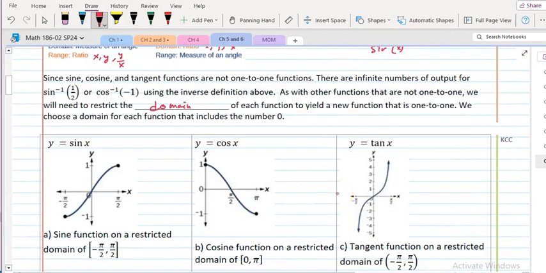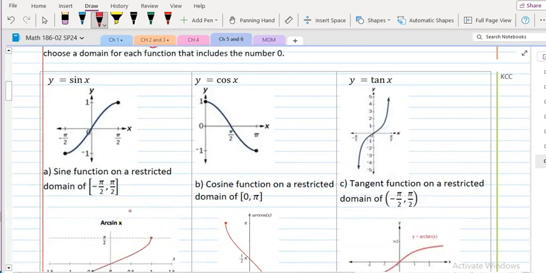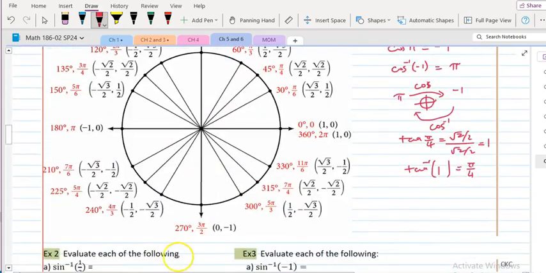So to solve this problem, we restrict the domain of the sine function, and we restrict it in such a way that we want the domain to be negative pi over 2 to pi over 2. If you look at the sine curve and only plot from negative pi over 2 to pi over 2, it's a one-to-one function. So I would have no problems finding an output value.